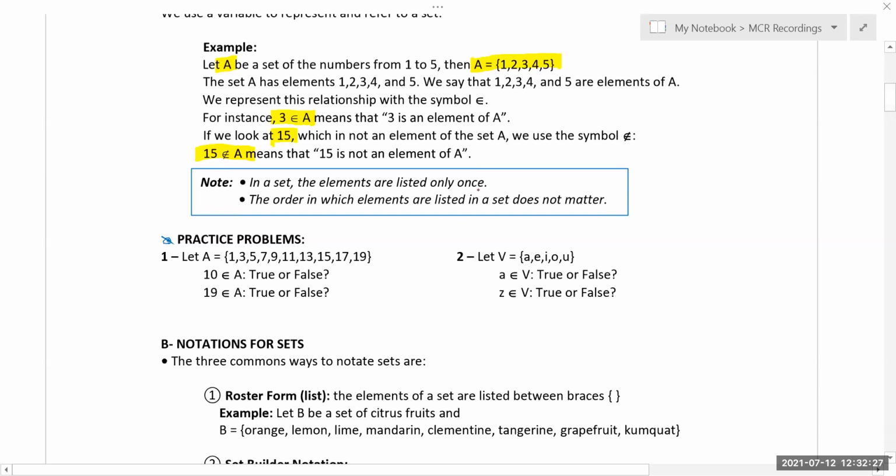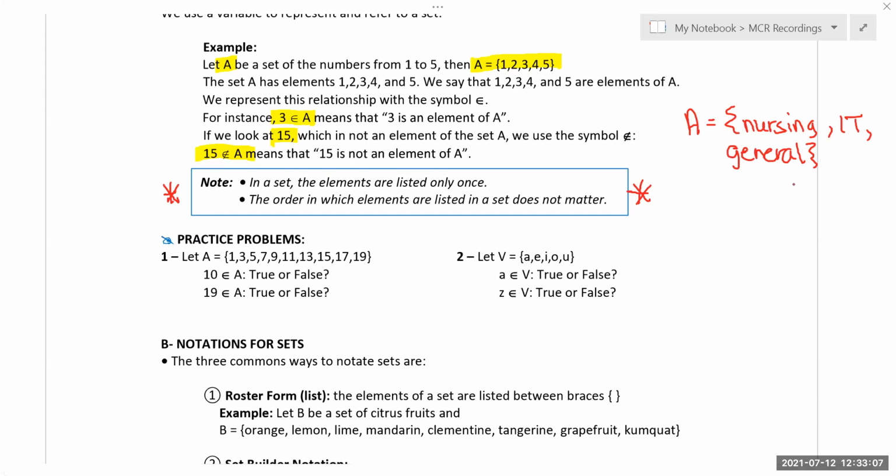As a note, when you're listing a set, elements are only listed once, even if they happen multiple times, and order doesn't matter. Say I was asking, what are the majors of the students taking this class? Say someone is in nursing, someone is in IT, someone's in general studies. You wouldn't list nursing, nursing, nursing, nursing. You just say it once: nursing, IT, and general studies. But if I flip these around, it doesn't change that those are the majors in the class. So your order doesn't matter, only list your elements once.